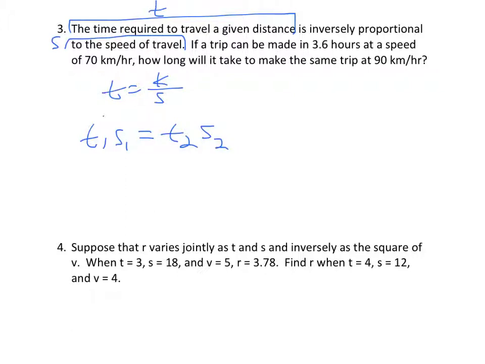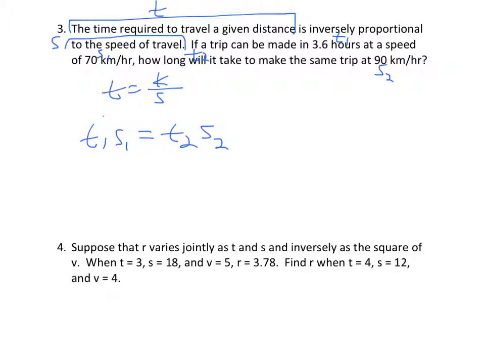We've got t1, 3.6 hours. S1 is the speed during that time. T2, how long will it take? That's what we're looking for. And we have S2 is 90.